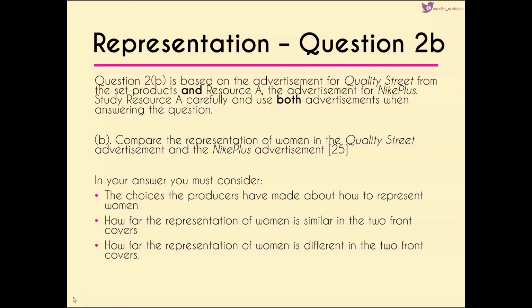You have the time in your exam to annotate and to make notes on that advert. So don't waste time by jumping straight in and getting lost in your answer. Jot down some notes, annotate around that resource first before jumping in. Okay, now we need to compare the representation of women in Quality Street and Nike Plus. We need to consider the choices that the producers have made about how to represent women, how far the representation of women is similar, how far the representation of women is different.